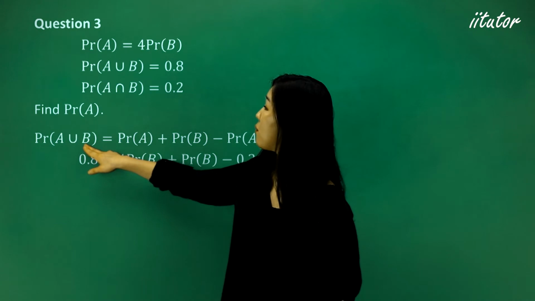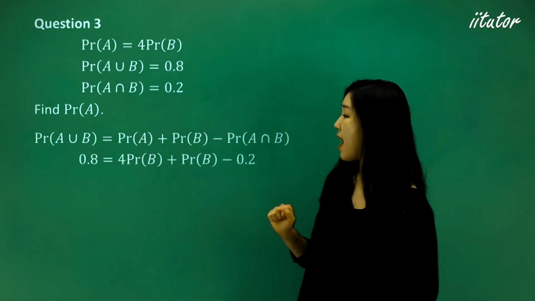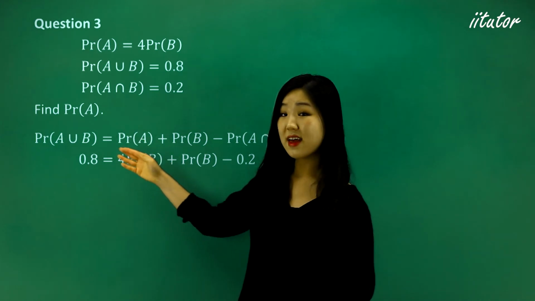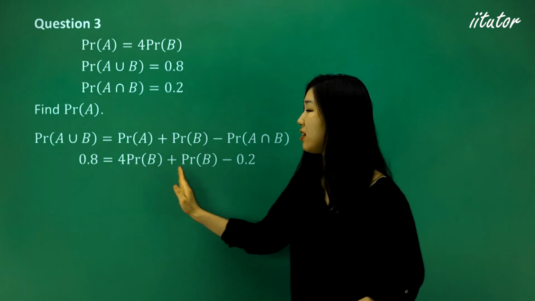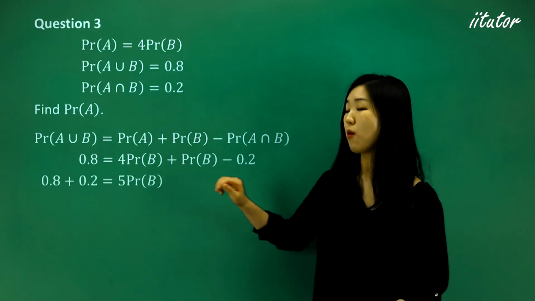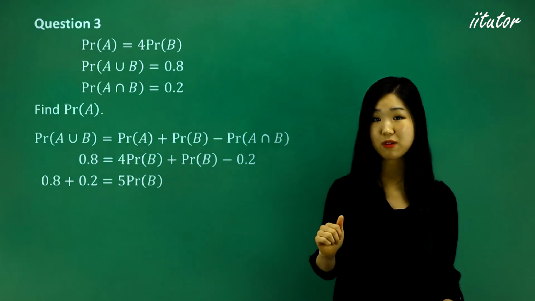Probability of A or B is 0.8. Probability of A and B is 0.2. And you can see I've replaced the probability of A, as I said, with 4 probability of B. Probability of B, just leave it as it is. We can now gather the like terms. That will become 5 probability of B. And you can see the constants, I just moved it onto the left-hand side so we can gather it together.